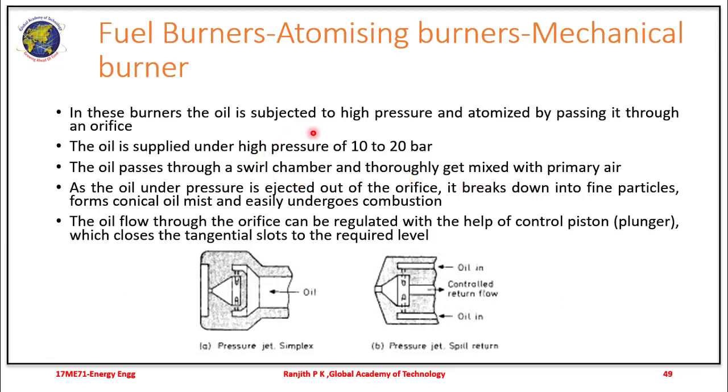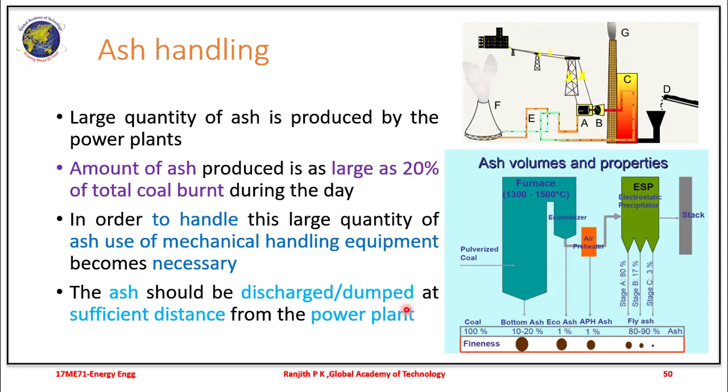In case of the mechanical burners, the oil is subjected to high pressure and atomized by passing through an orifice. The oil pressure that is developed is in the order of 10 to 20 bar. The oil usually passes through a swirl chamber and thoroughly gets mixed with the primary air, and the oil that is flowing through the orifice can be regulated using the help of a control piston, that is a plunger, which closes the tangential slots of the oil supply when it is required.